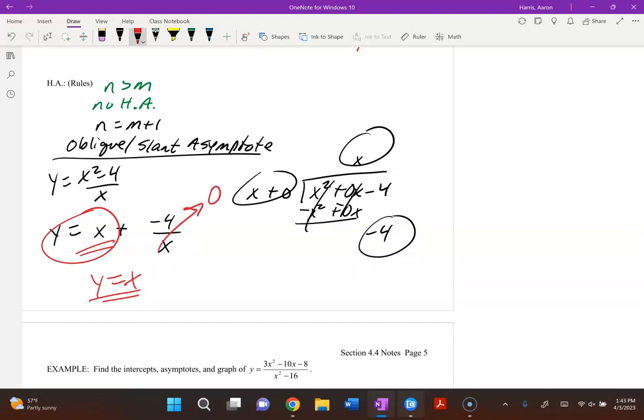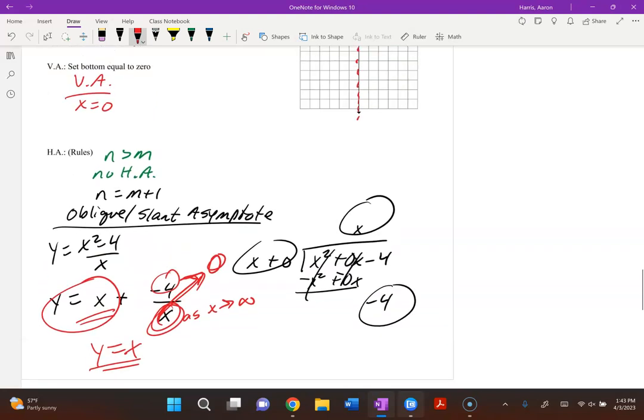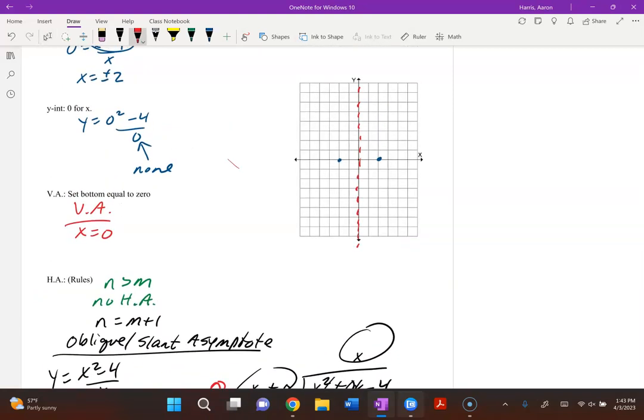Because this will go to 0 as x goes to infinity, right? It's like -4 over a huge, huge number. That's going to go to 0. Because what you're trying to determine is, what does this do at the extremities? So let's go ahead and put that oblique or slant asymptote in. I'm going to graph that linear line, y equals x.